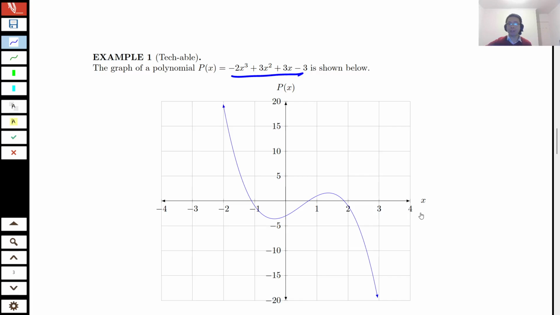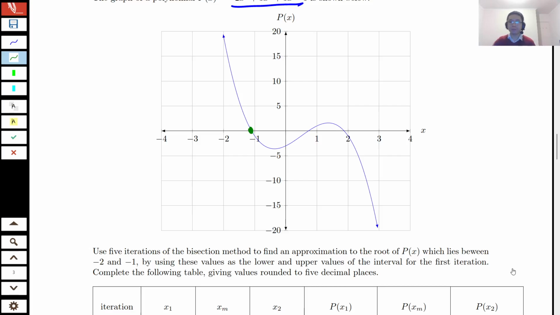So if I were to use the bisection method, I would need to actually do it 3 times to get all of the roots. And that's going to take a long time. So for this example, I'm just going to focus specifically on this root here between -2 and -1. And what we're going to do is we're going to do 5 iterations of the bisection method using a starting interval of -2 to -1.